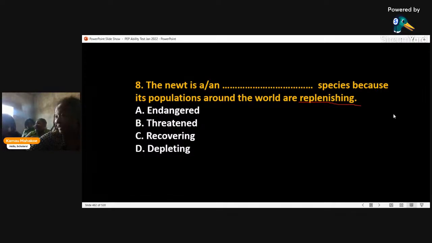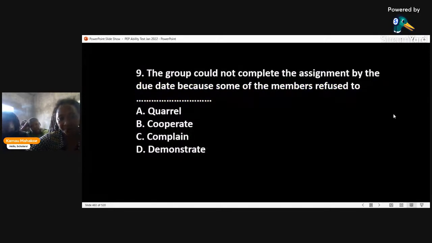The newt, you know what a newt is? Yes, a lizard. The newt is a or an dash species because its populations around the world are replenishing. Recovering. If the population is replenishing, the numbers are getting more and more, right? So it is recovering. The group could not complete the assignment by the due date because some of the members refused to cooperate.